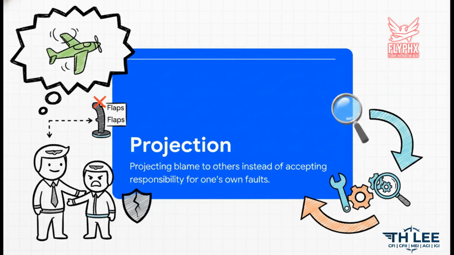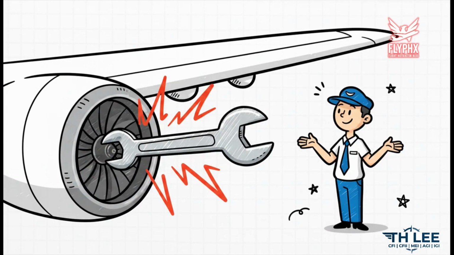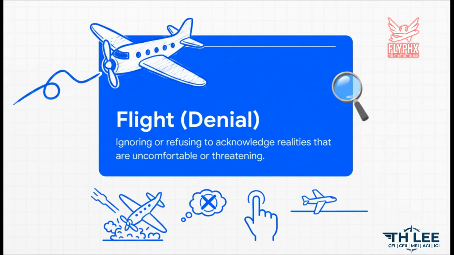Okay, now picture this highly dangerous scenario. A maintenance student leaves a heavy screwdriver just sitting right there on the wing of an aircraft. Instead of realizing the catastrophic potential of foreign object debris, FOD, getting sucked into a jet engine, they just brush it off. They say something like, hey, it's no big deal, nothing happened, completely minimizing a massive hazard. This is flight or denial.